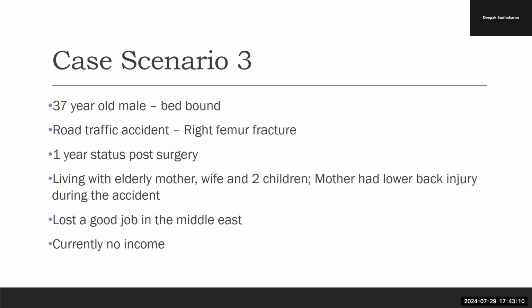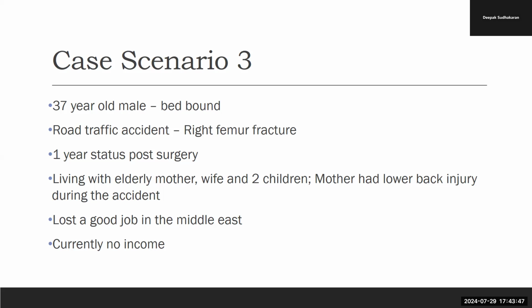So this is a third scenario. Again, this is a non-cancer illness. There is a 37-year-old male. This case was referred to us from a person who knows palliative care, who doesn't have any illness as such, but he referred this patient to us. He had suffered a road traffic accident, following which he had a right femur fracture. And right now, when we are visiting him, he is 1 year post-surgery.